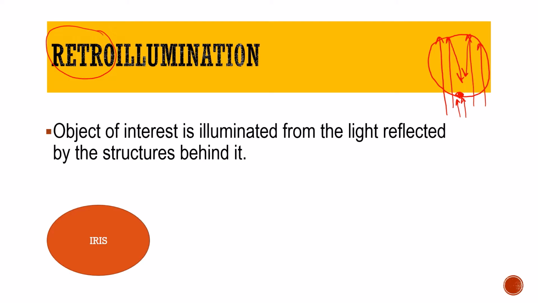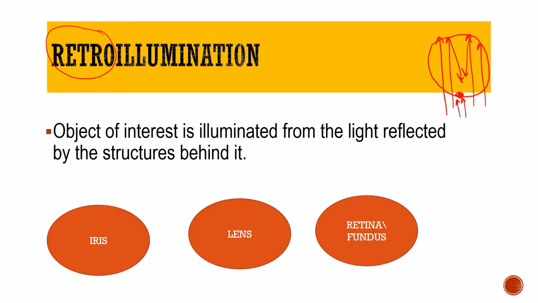Now you can obtain retroillumination from the iris. That means you can put the light on the iris and then observe the cornea, or you can put the light on the lens and then observe the structure present on the cornea, or you can put the light on the retina or on the fundus and then observe the structures which are present either on the lens or on the cornea.